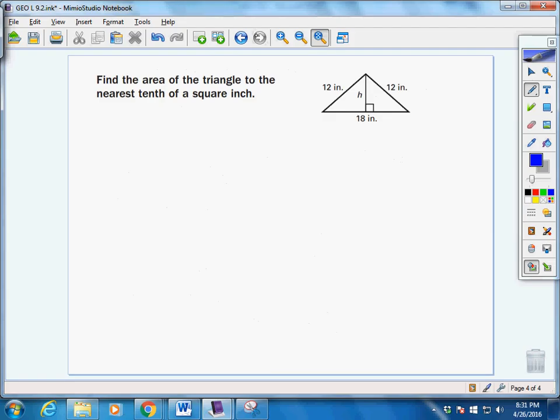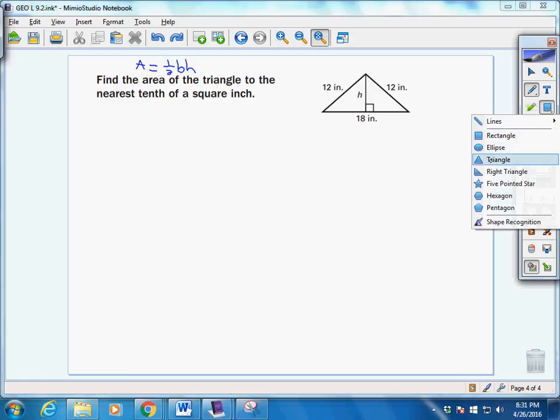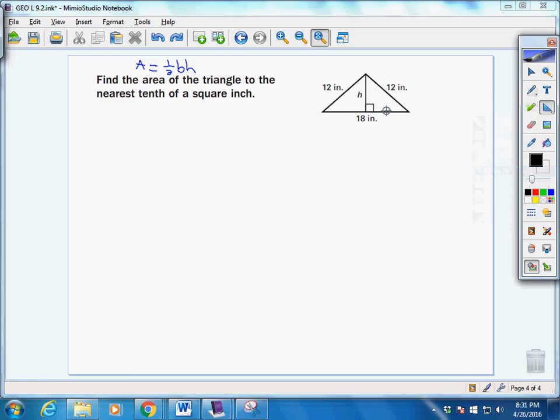Alright, one more example. Let's take this even further. It says find the area of the triangle to the nearest tenth of a square inch. Area of a triangle is 1/2 the base times the height. I have the base, it's 18. But I don't have the height. What I do have, though, is I know that this whole thing is 18, and it breaks this up, since this is 12 and this is 12, into an isosceles triangle.